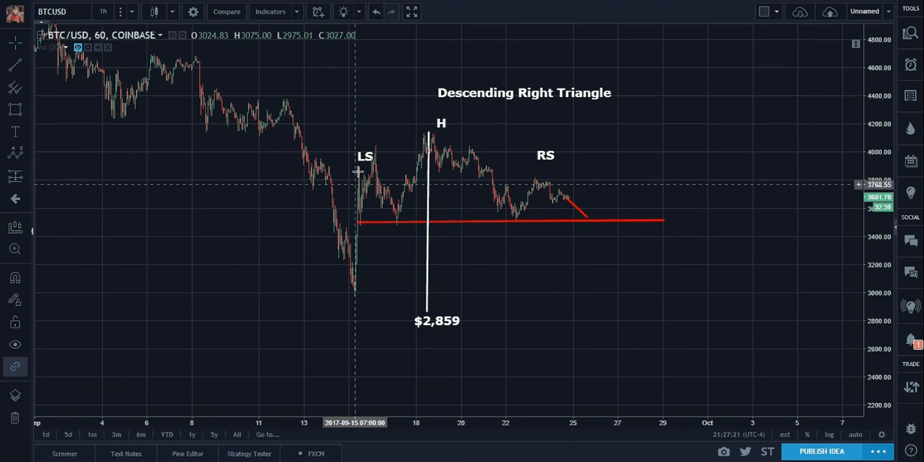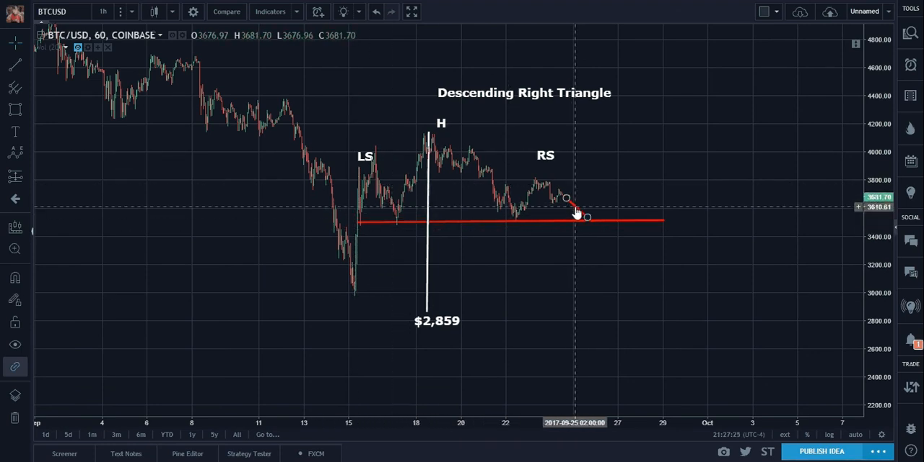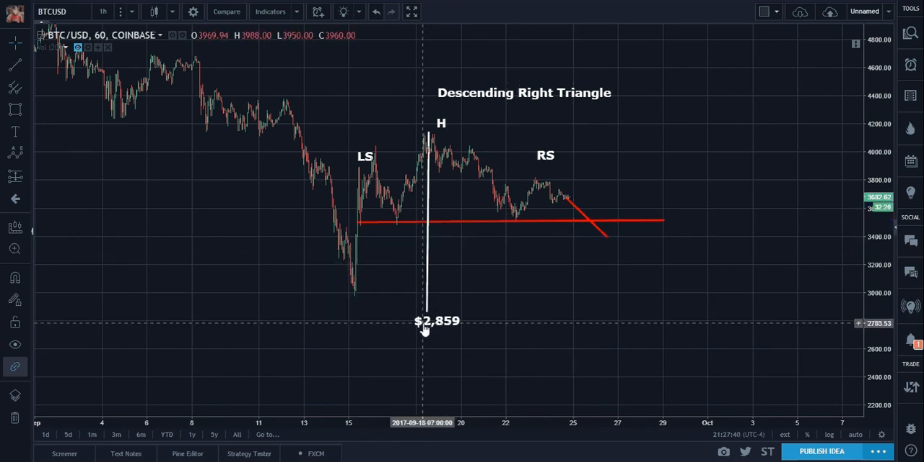We have a head and shoulder, left shoulder, head, right shoulder that should finish. Once it touches the neckline, it's complete. Once it exceeds the neckline, it's confirmed. That's giving a minimum target of 2859.